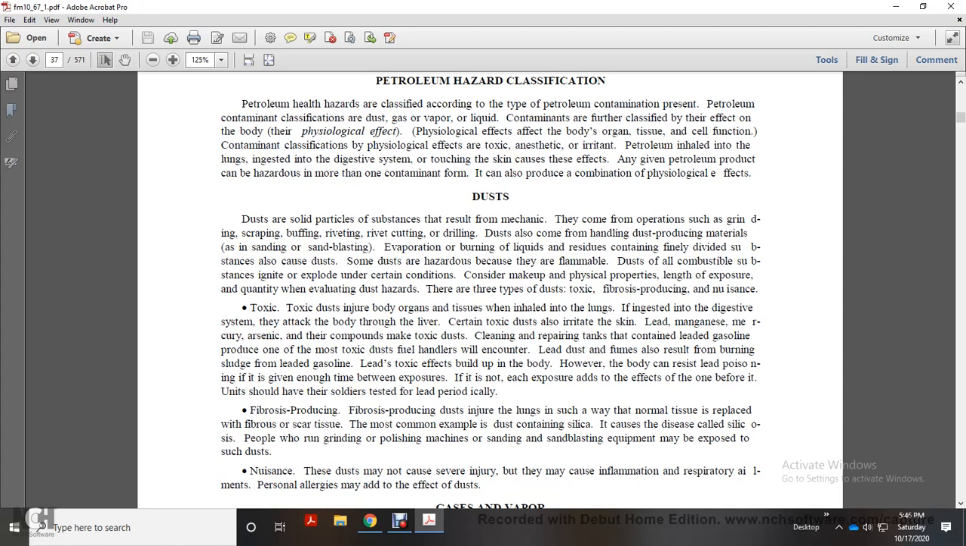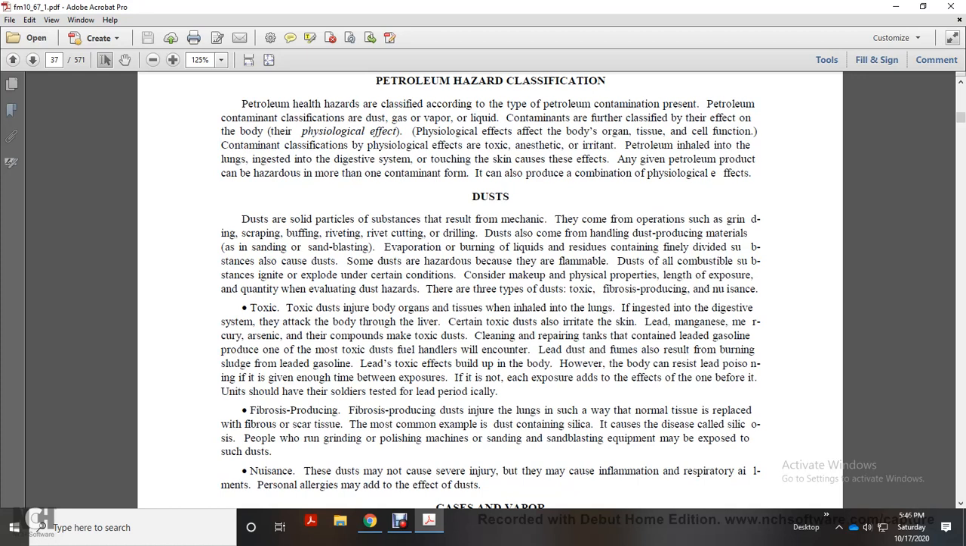Some dusts are hazards because they are flammable dusts. They are combustible substances, igniting or exploding under certain conditions. Consider the makeup, physical properties, length of exposure, and quantity when evaluating dust hazards. There are three types of dust: toxic, fibrosis-producing, and nuisance.